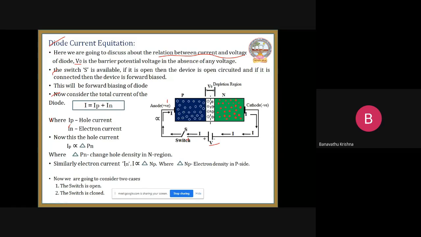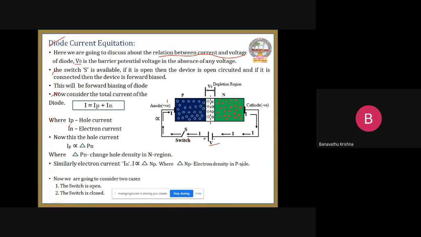Similarly, the electron current I_N is directly proportional to delta N_P, nothing but the electron density in the P side, where delta N_P is the electron density in the P side.